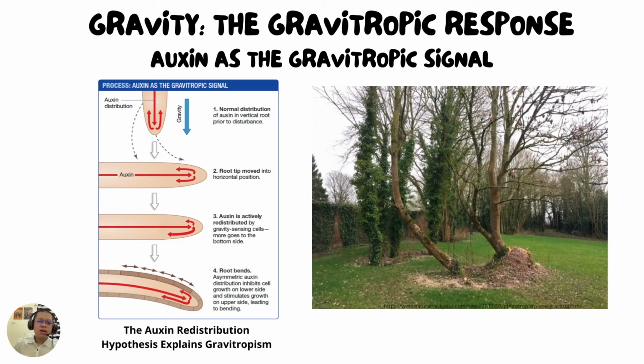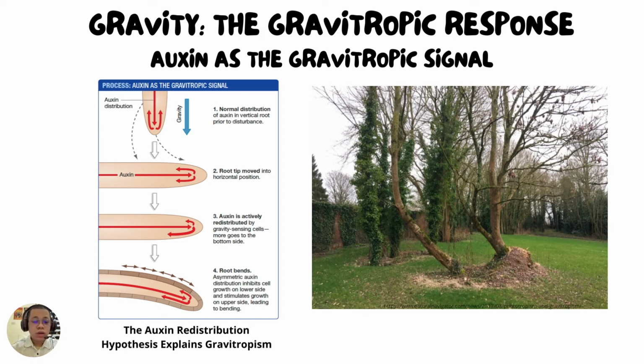We also have auxin as a gravitropic response. I have this illustration or animation here showing auxin distribution. In the first one, there's a normal distribution of auxin since the root is placed in a vertical direction.